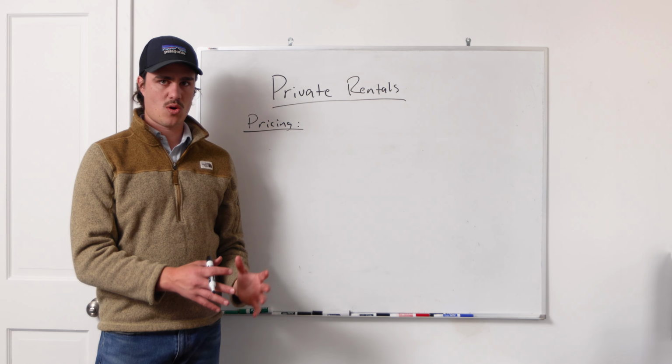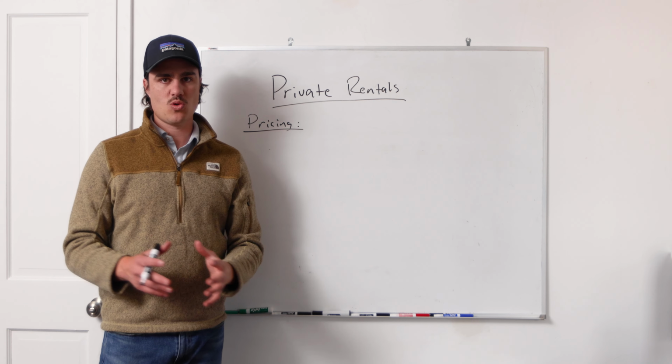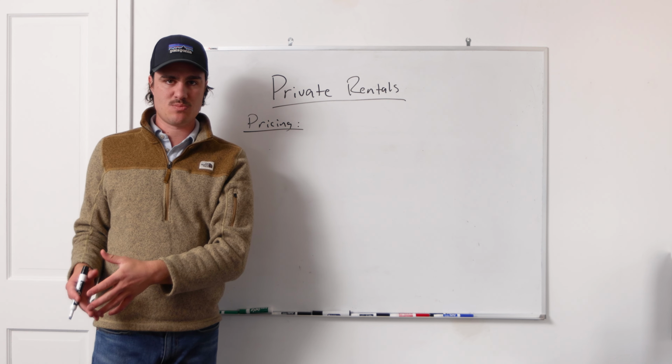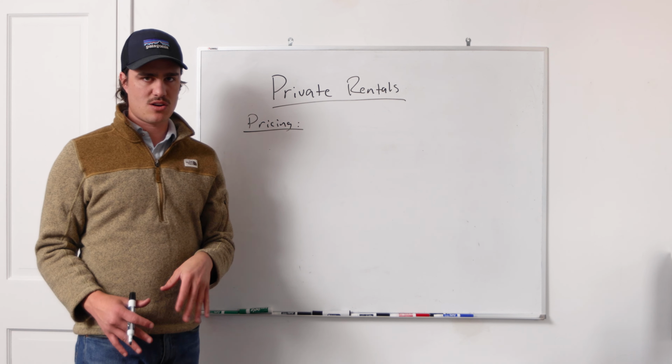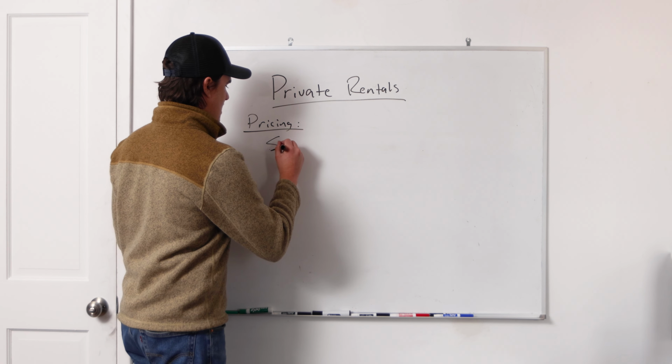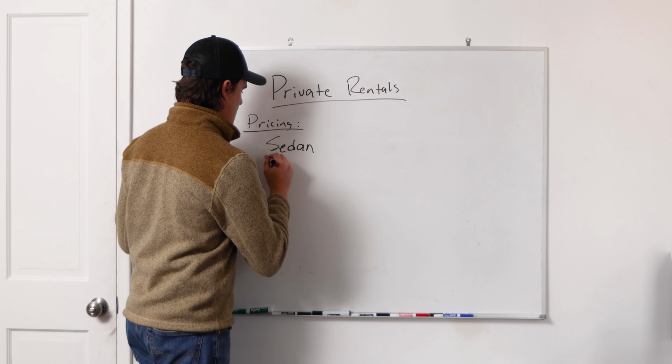You don't want to be Turo pricing, which is crazy cheap, and you don't want to be Hertz and Enterprise, which can get really, really expensive. So I'm going to break it down into 3 categories. I'm going to break it into sedan, I'm going to do SUV, and I'm going to do minivan.